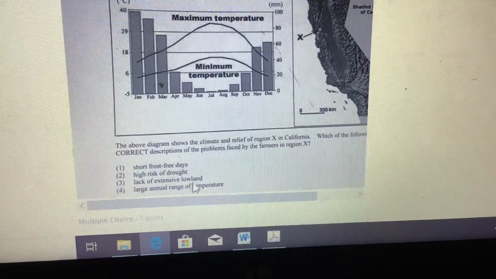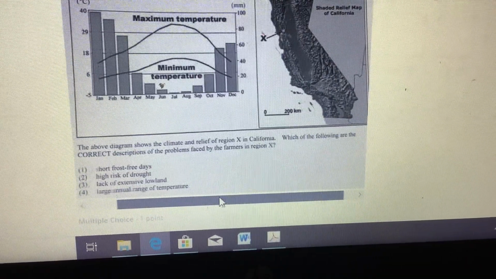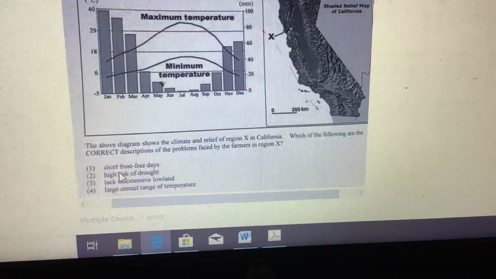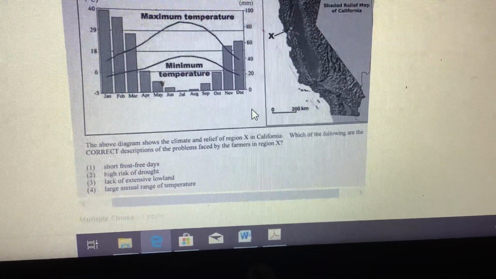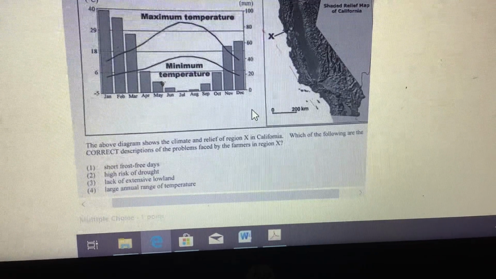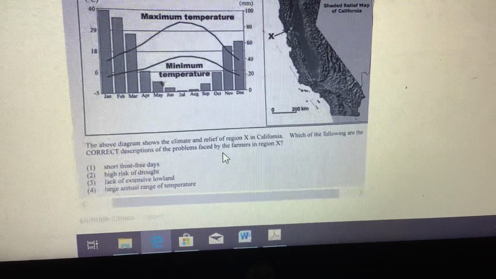Okay. Next one. Number 6. Personally, I think it's a bit odd, but anyway, I will just go through it with you. This one is talking about region X of California. Which of the following are the correct descriptions of the problems faced by the farmers in region X?